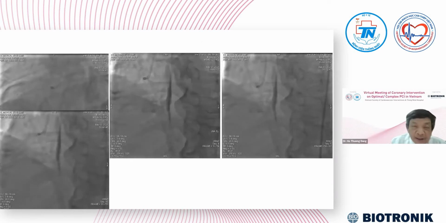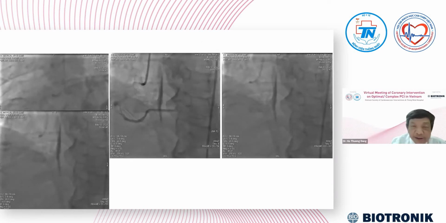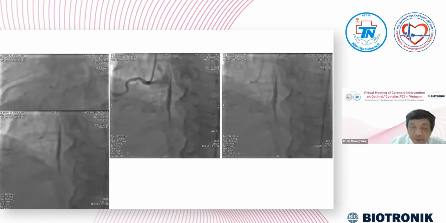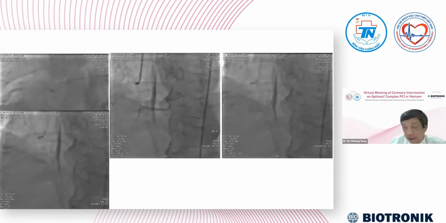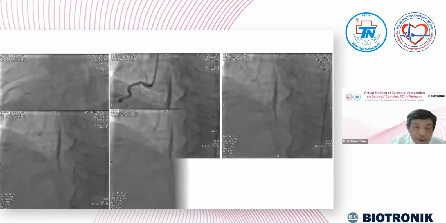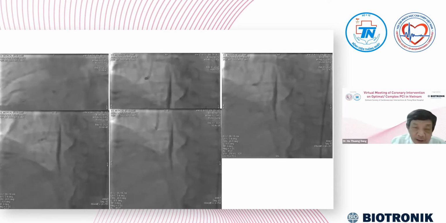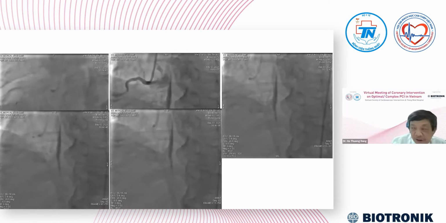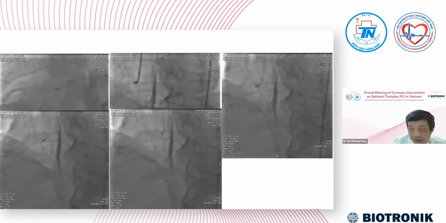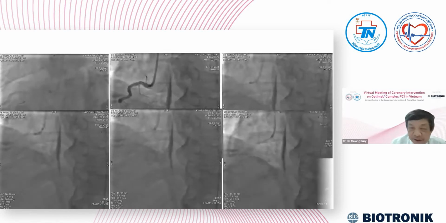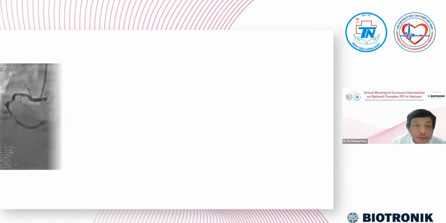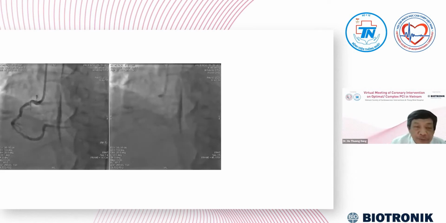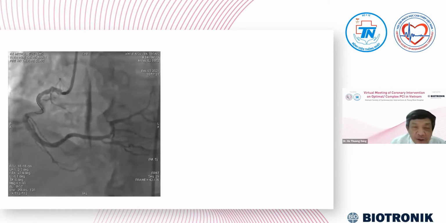After we do a pre-dilatation, we can see the blood flow. We can see the culprit lesion clearly. So we use the Zilla. You see the Zilla go past the lesion, and we bring the stent to the culprit lesion, and we deploy. And then I think the result is good.